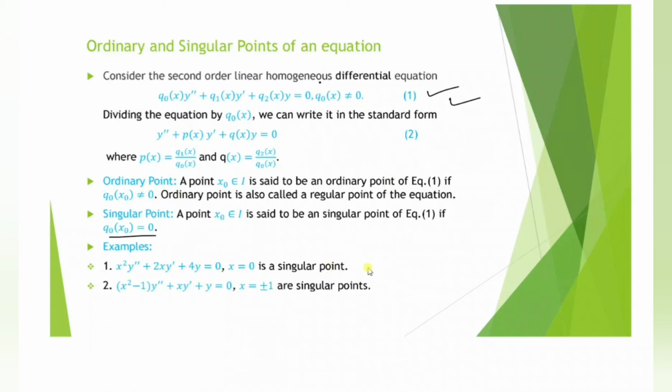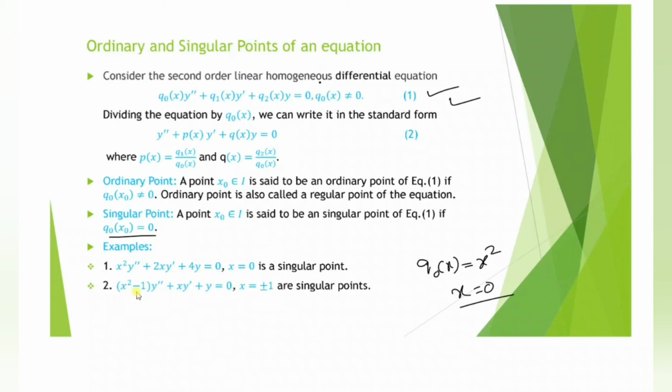For example, x square y double prime plus 2x y prime plus 4y equal to 0. यहाँ q0 of x क्या है? q0 of x is x square. x square किस पॉइंट पे 0 होता है? For x equal to 0, x square is 0. So x equal to 0 is singular point and other points are ordinary point or regular points.